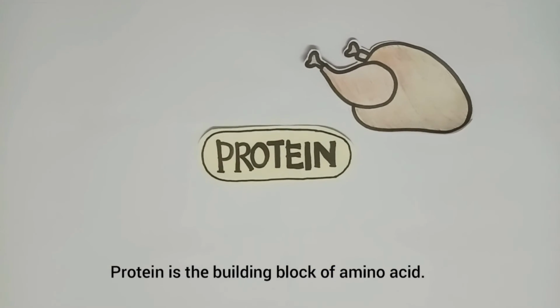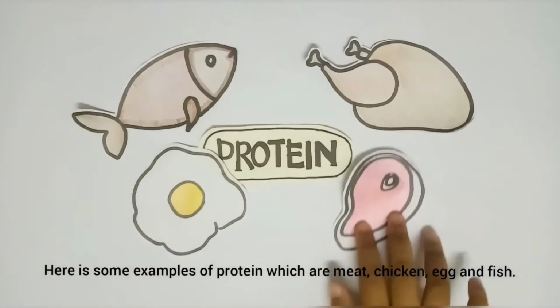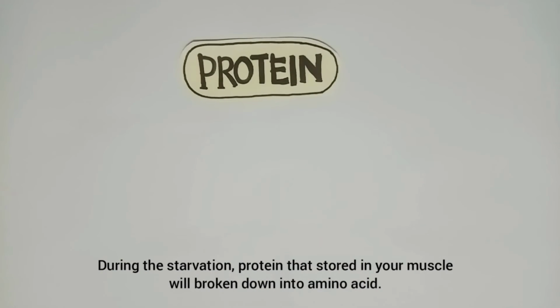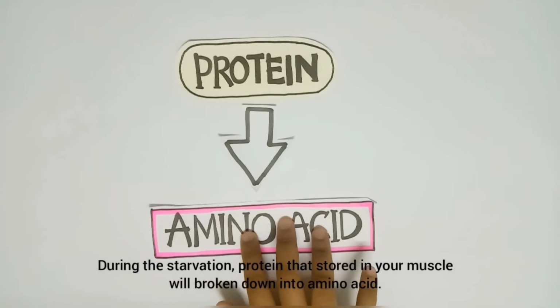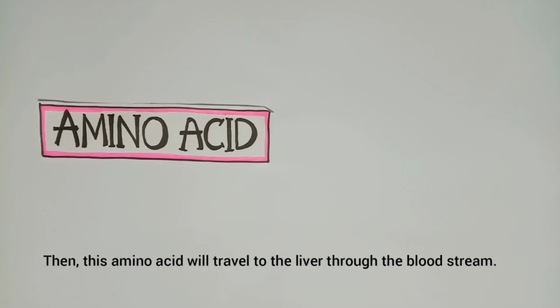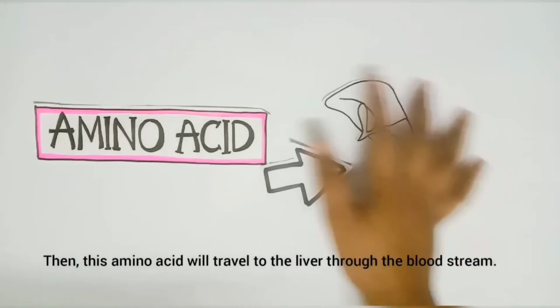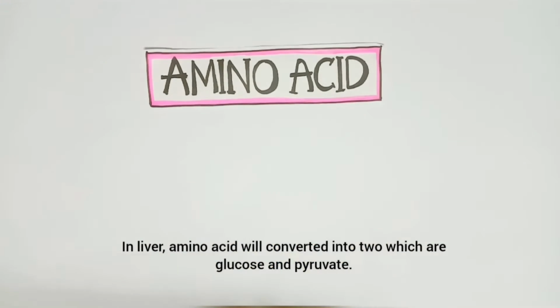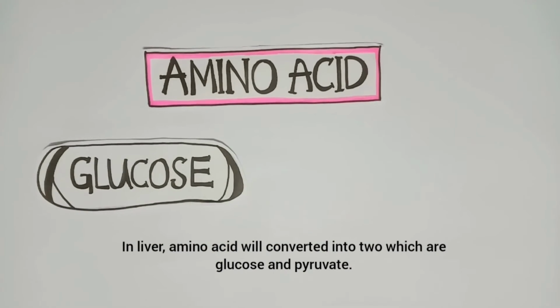So, what will happen to the protein during the starvation? Protein is the building block of amino acid. Some examples of protein are meat, chicken, egg, and fish. During the starvation, protein that is stored in your muscle will be broken down into amino acid. Then, this amino acid will travel to the liver through the bloodstream. And in the liver, amino acid will be converted into two, which are glucose and pyruvate.